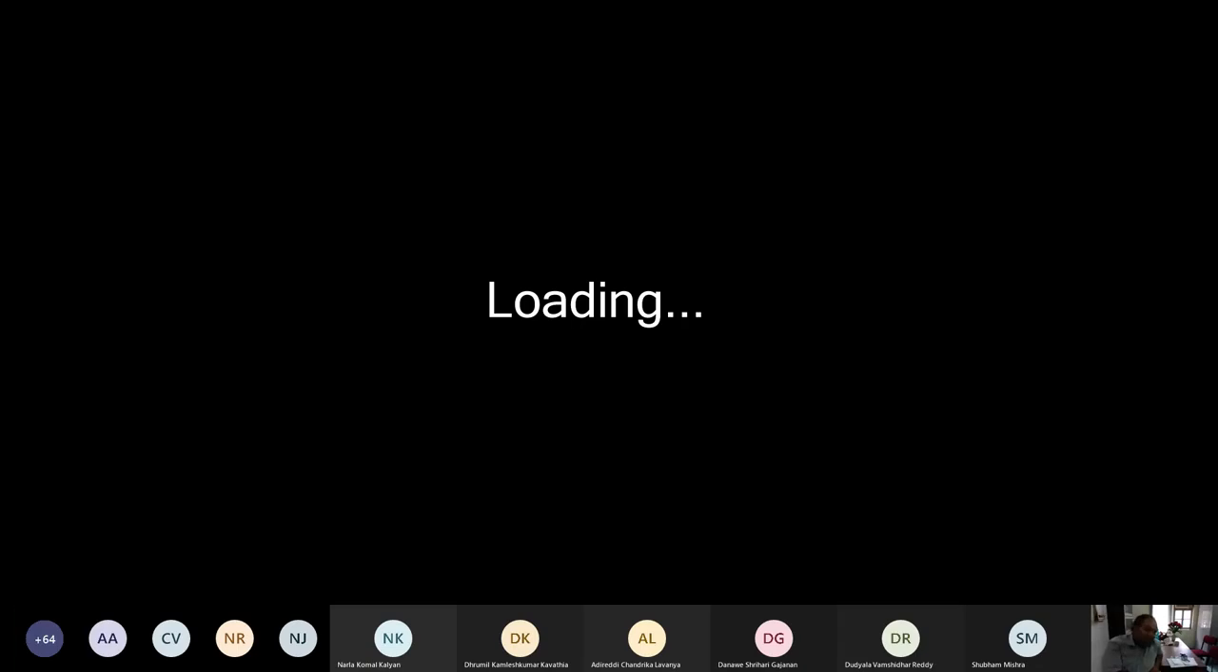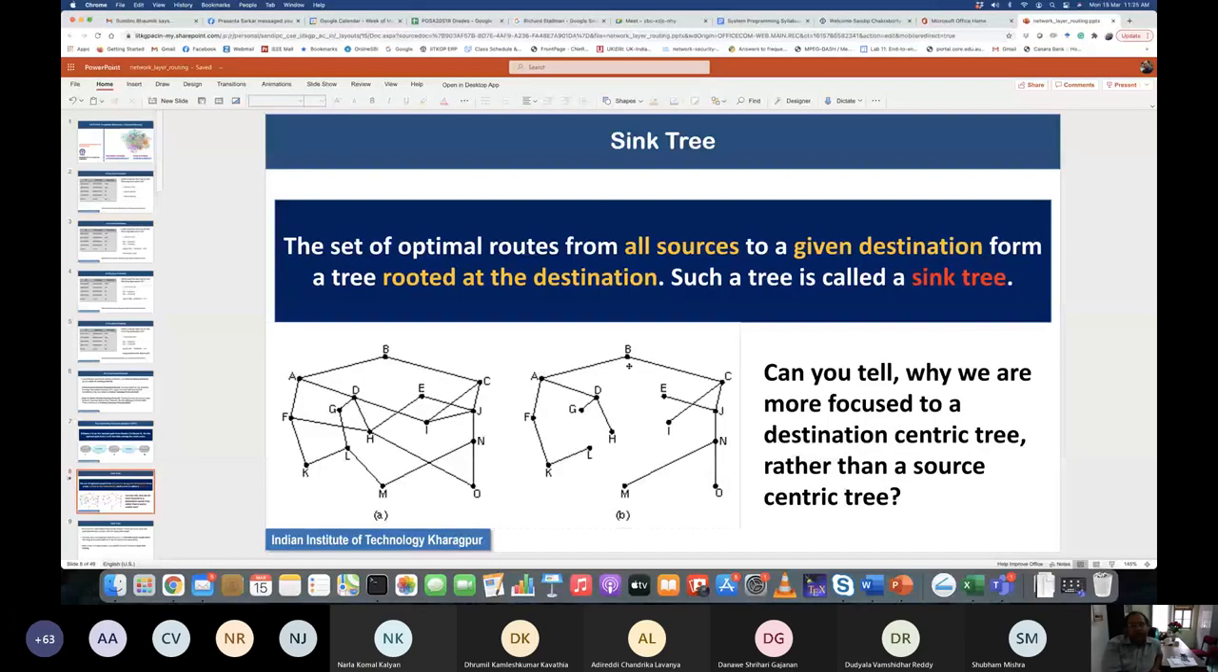Just think about what is our objective of forwarding the packets, or what optimality challenge we might have if we try to construct a source tree for internet routing rather than a sink tree. Any idea? Just whatever is coming to your mind.